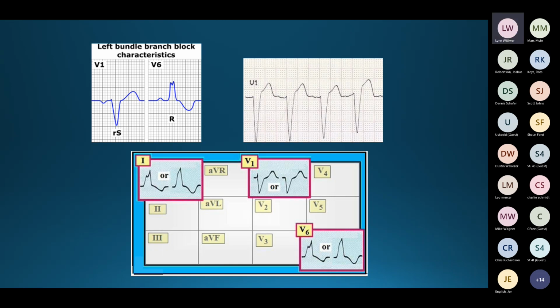Also in lead 1, you'll get this double notch in the left bundle branch block, but you don't need it. To get through the night, all you need to do is look at V1.